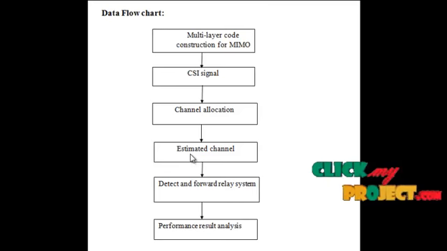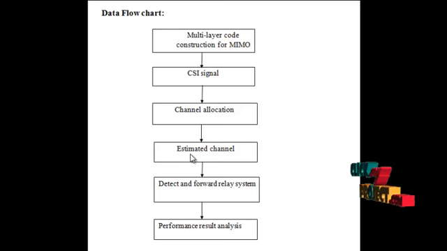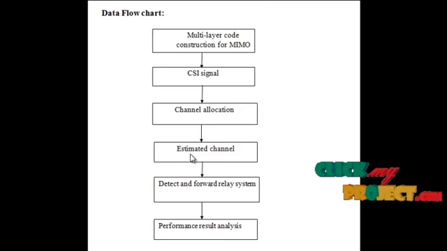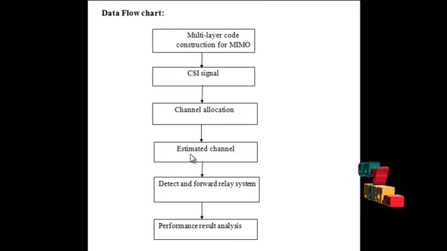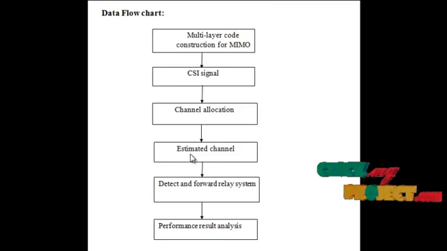The channel estimation is derived to estimate the parameters, which include the time delay, gain and phase of the path. Specifically, we first use the minimum description length criterion to detect the number of paths in this channel. The output is given into the detect and forward relay.